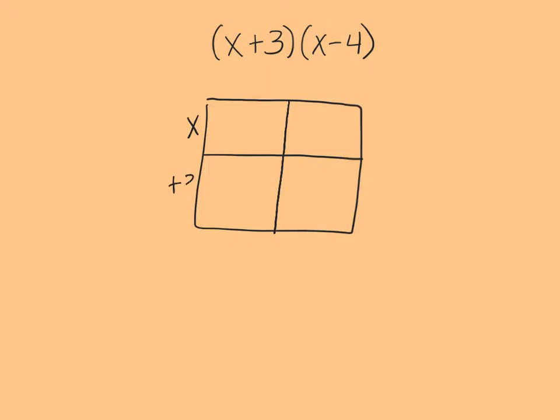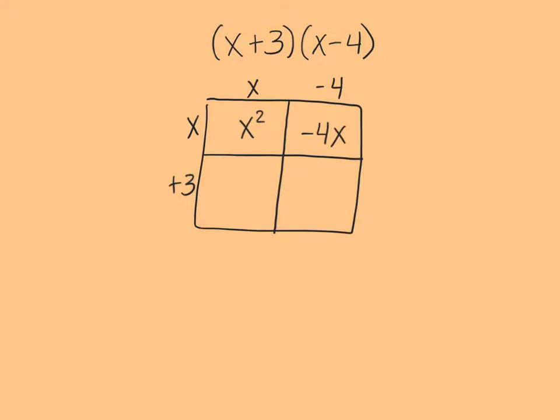Positive x and a positive 3, then a positive x and a negative 4. Then we can just multiply each one of these pieces. So we have x times x. Without even using the tiles, I know that this is x squared. We have x times negative 4. Without even having to fill in, I could know what this is. I know that I have 4 negative x's, so I would use the 4 negative x tiles for a total of negative 4x.